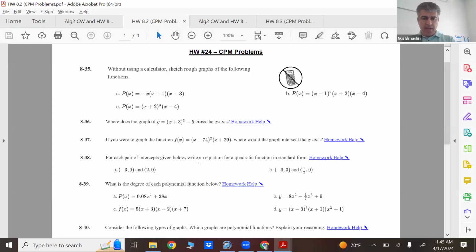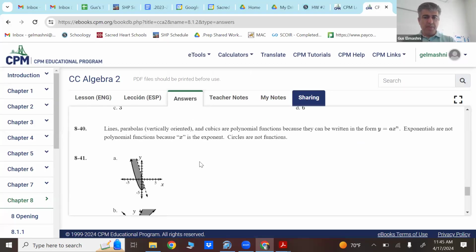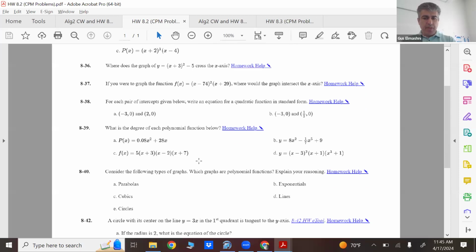For 39, the degree, highest exponent, is 2 for A, 5 for B, 3 for C, and 6 for D. Yep. For 40, consider the polynomial graphs which define polynomials.